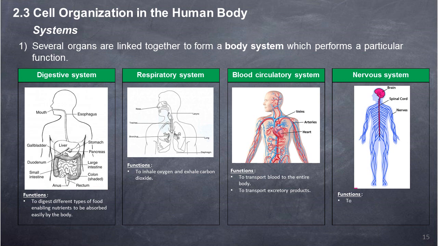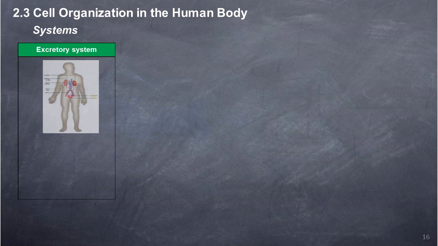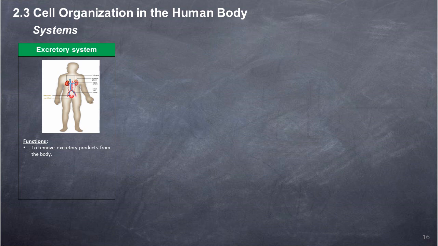Nervous system. Functions: to coordinate and control most of the nerve activities, to receive external stimuli and coordinate responses. Excretory system. Functions: to remove excretory products from the body. Lungs remove carbon dioxide and water vapor. Kidneys remove urea, mineral salts and water. Skin removes urea, mineral salts and water.